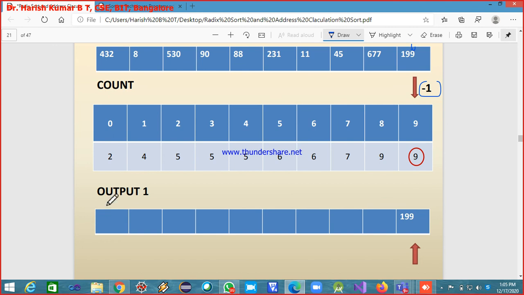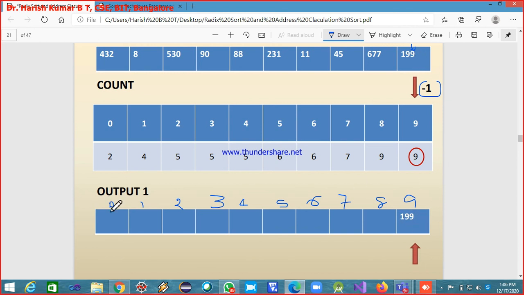Okay. So this is 0. Let me write, because I have not written indexes for this. 1, 2, 3, 4, 5, 6, 7, 8, 9. So now I have identified the position of 199 as per the digit that is present inside the ones position. That is what I have found.